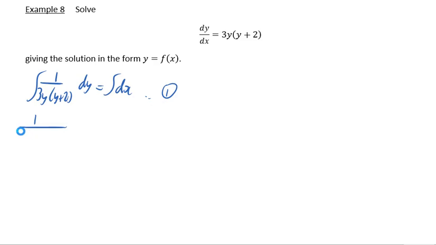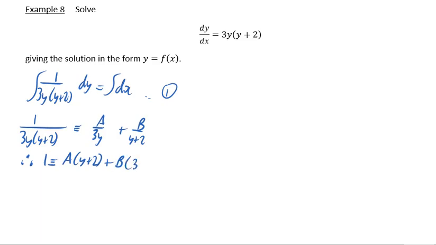So I'm going to investigate 1 over 3y upon y plus 2. Say it is identically equal to a over 3y plus b over y plus 2. Therefore, when you multiply across, you're going to get 1 is identically equal to a upon y plus 2 plus b upon 3y. Now solve this whatever way you want. The easiest way probably is to let y equal to 0. That means 1 is going to be equal to just 2a. So your a is equal to a half.